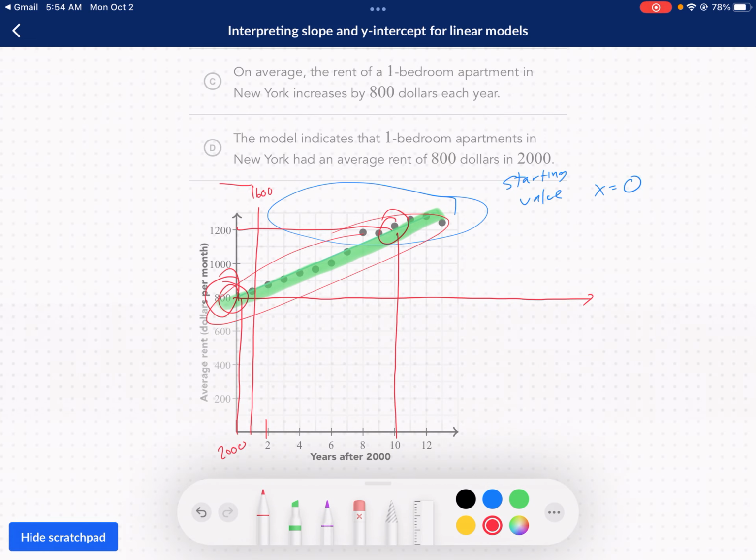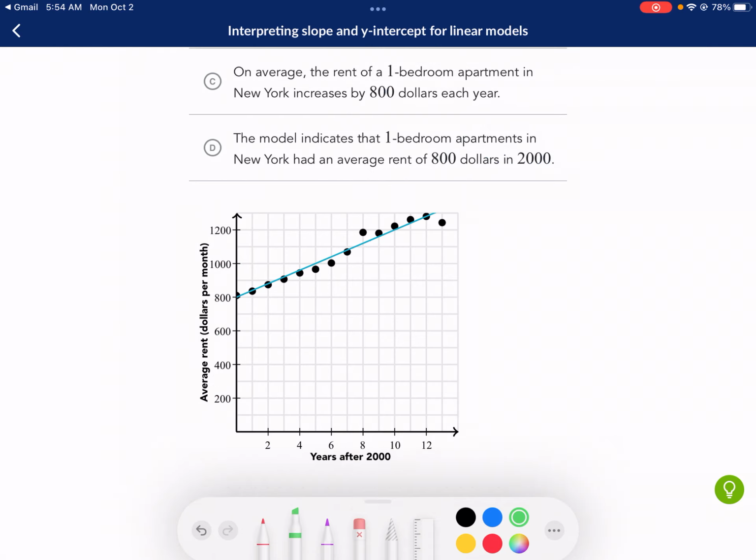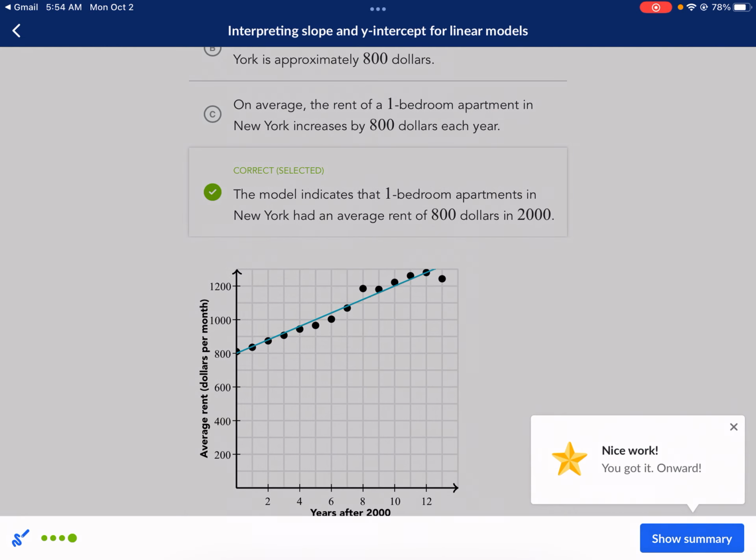We talked about that being $800 rent. Let me erase all this other information so it's more obvious. So in 2000, we see that's associated with $800. That's our answer, option D, and we should be done.